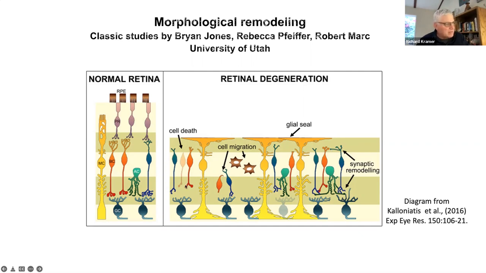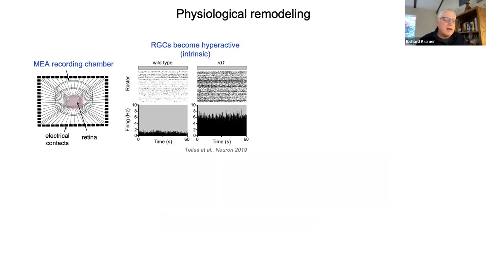Some of the cells slowly start dying. Again, these are late events. The cells start to migrate out of their normal positions in the beautiful lamina of the retina, and the entire retina can become disorganized. And glial cells, particularly Müller glial cells, swell and form a seal over the inner and outer margins of the retina. So these things, like I said, happen late after photoreceptor death. But what has emerged more recently is the understanding that there are much more rapid physiological changes that start immediately as the photoreceptors are dying.